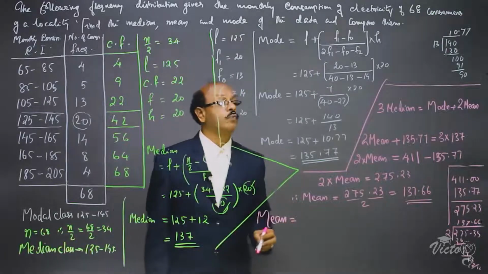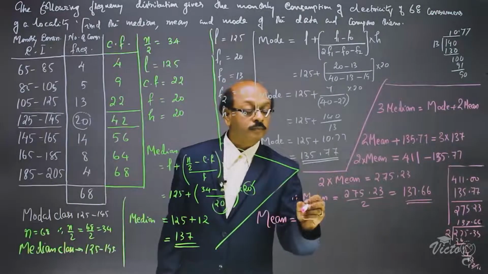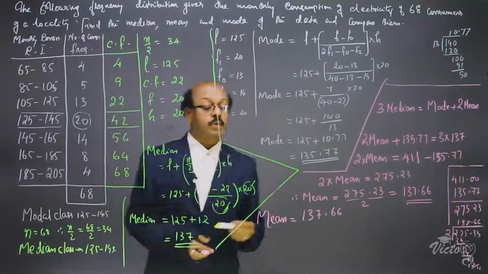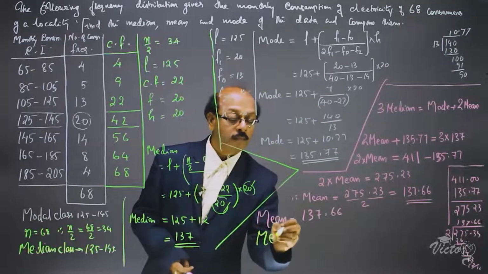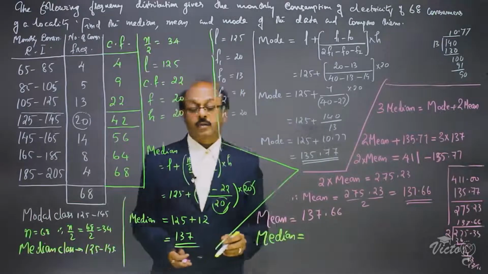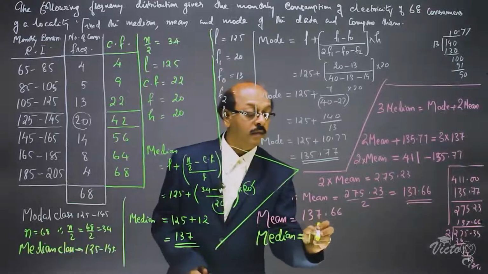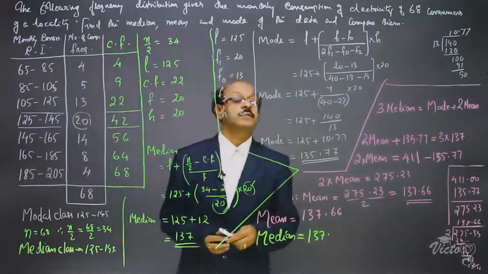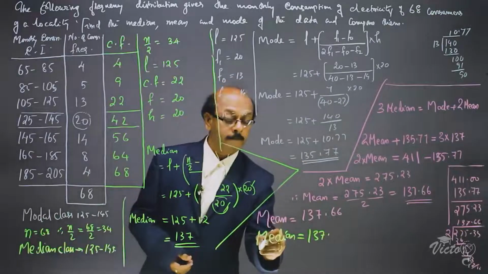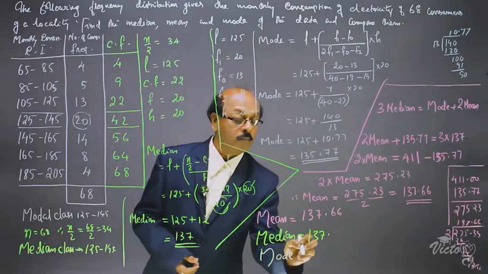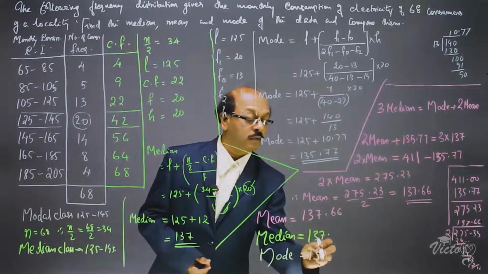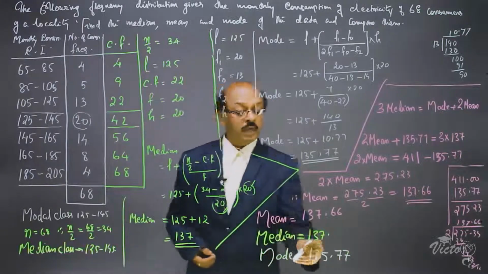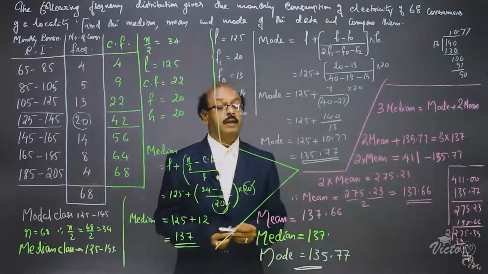Arithmetic mean is equal to 137.66, median is equal to 137, and mod, the value of mod we found first, is 135.77. So we obtained all the three values: mean, median and mod.